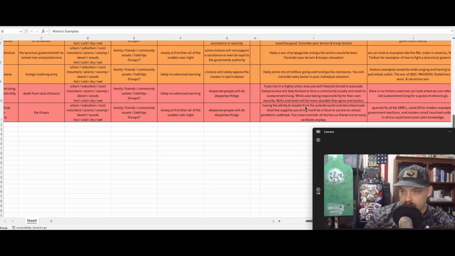Conclusion. Having the ability to isolate from the outside world and decontaminate what few supplies you bring in will be crucial to survive an actual pandemic outbreak. You must consider all factors, as there are too many variables at play. Historical examples, we can look to the Spanish flu. COVID-19 is a more modern example of government reactions. And modern small localized outbreaks in Africa can lend some useful knowledge as well.